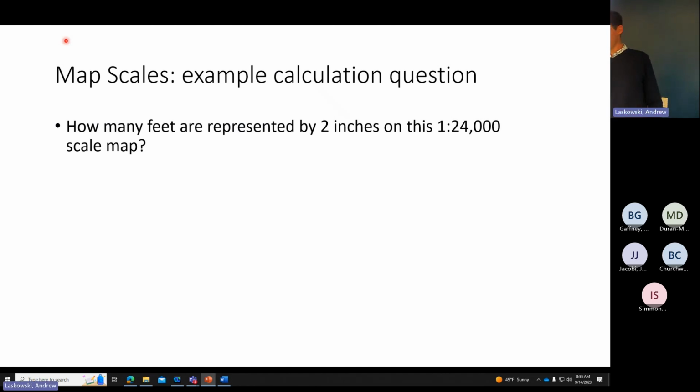The key thing is just the same units on either side, right? Because this is a unitless fraction, it means that you can have any units as long as you keep the units the same on both sides.